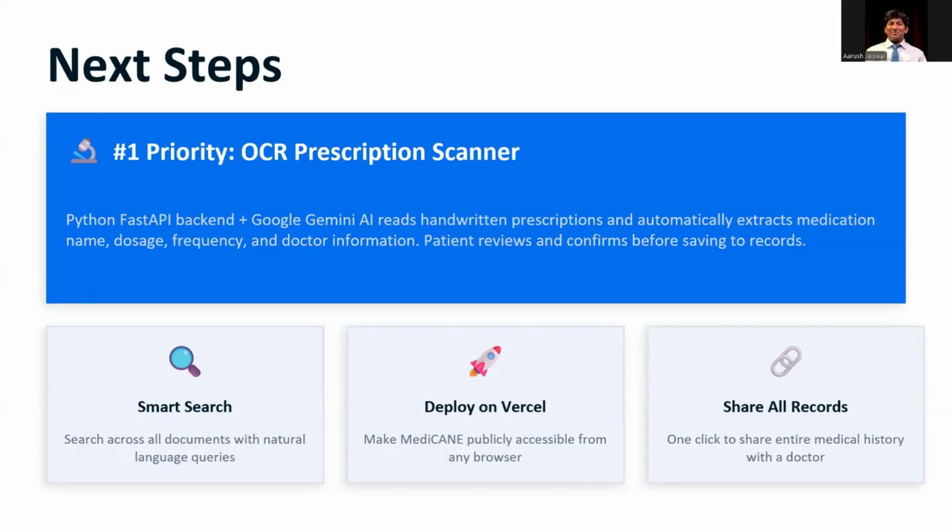The number one next step is the OCR prescription scanner. The idea is that the patient takes a photo of a handwritten prescription, and it gets sent to a Python FastAPI backend. Google Gemini's AI reads the handwriting and extracts the medication name, dosage, frequency, and doctor info. Then the patient reviews it and confirms before it saves to the records. I actually built the front end for this already, the upload modal on the dashboard. I just need to finish the Python backend. Beyond that, I want to add smart search across all the documents, deploy the app live on Vercel, and a share-all-records feature.